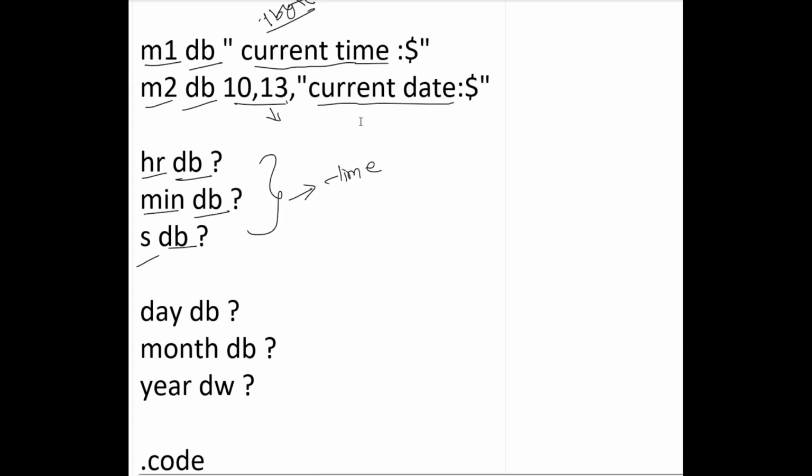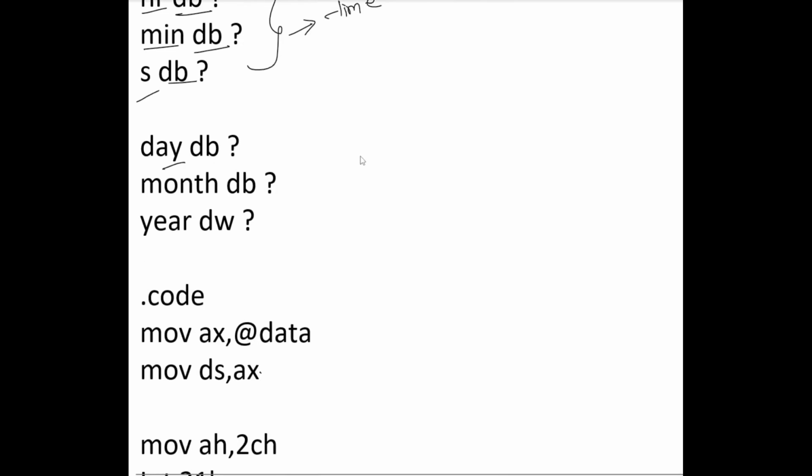The next is day, a variable of type define byte, month, a variable of type define byte, and year is a variable of type define word. Here define word reserves 2 bytes of memory to the year variable. And these three variables are created to hold the current date.